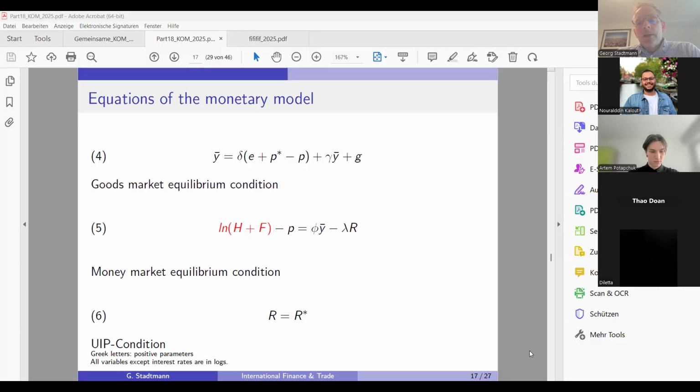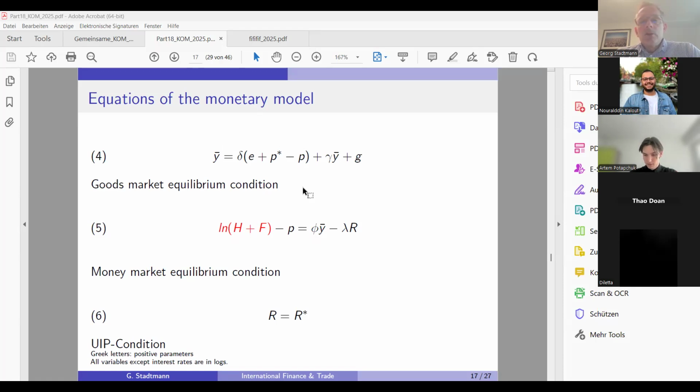Today, I would like to talk about the second part of chapter 18, where we are looking at one economy which has a fixed exchange rate system in place. And furthermore, we are assuming that this economy is capacity constrained. So we are looking at this version of the macroeconomic model.